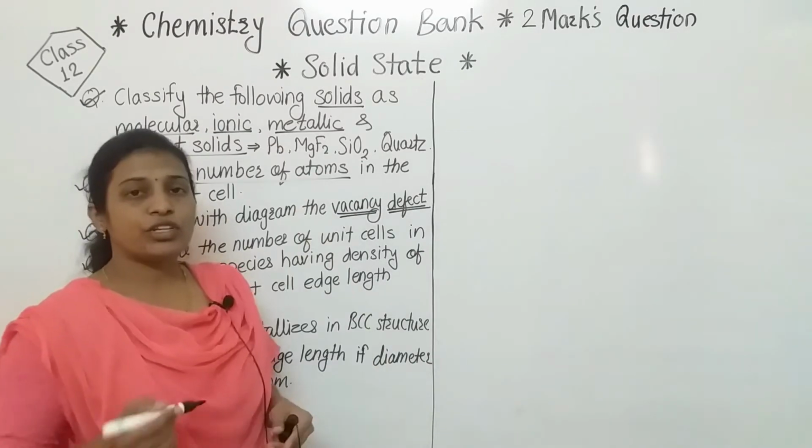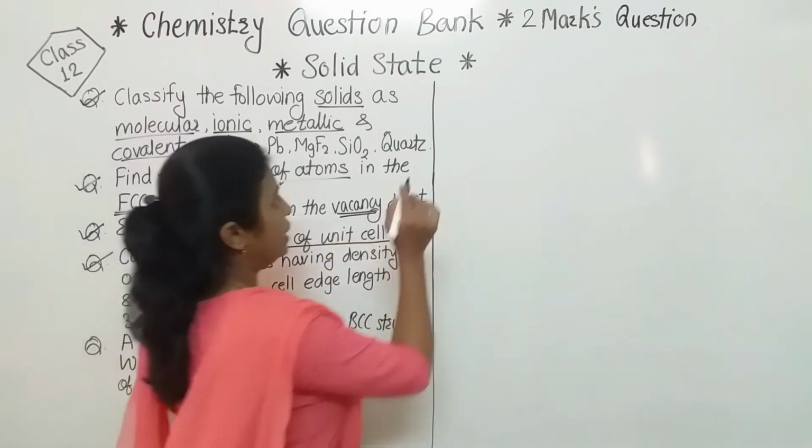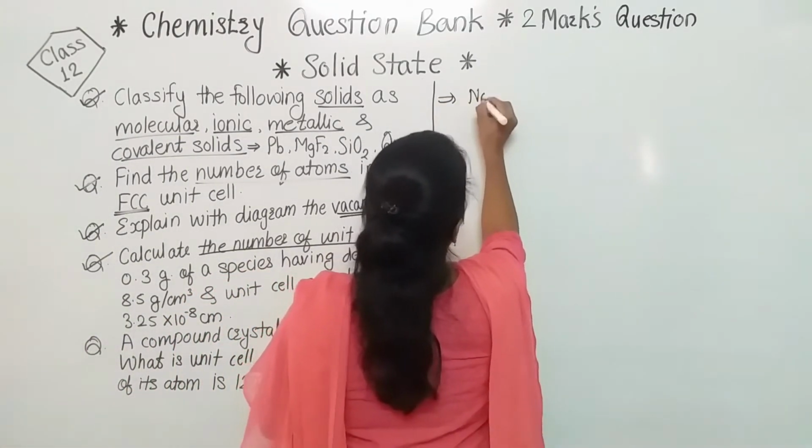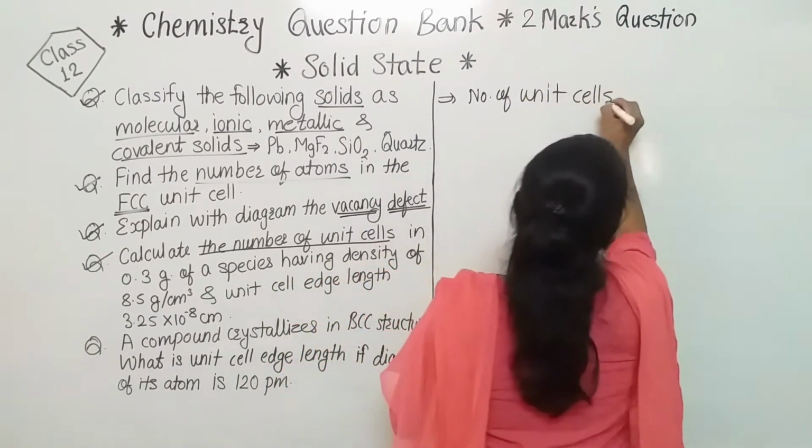So what is that numerical? The numerical is: calculate the number of unit cells. Here we have to find out the number of unit cells.